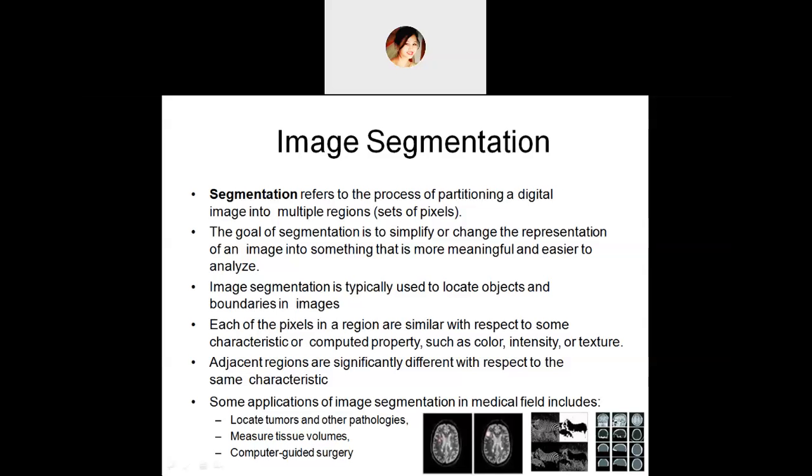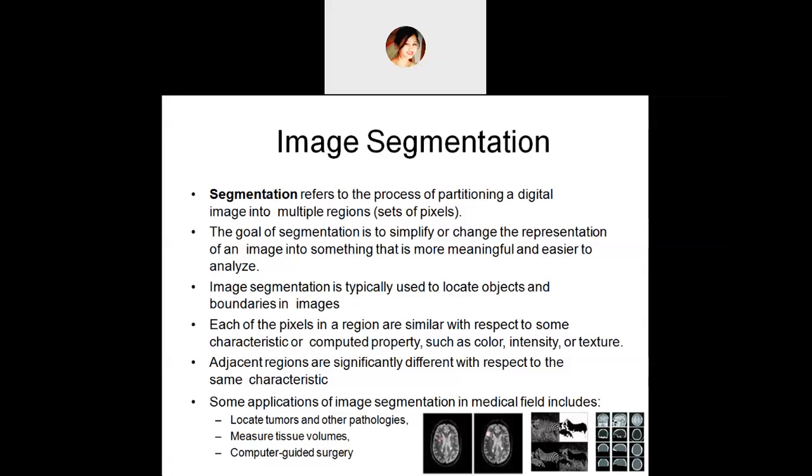Image segmentation is typically used to locate objects and boundaries in images. Why we actually use it is to extract the boundaries, that is, we talk about edge detection of images here. To extract the features of edges from the images, image segmentation is being used. Then each of the pixels in a region are similar with respect to some characteristic or computed property such as color, intensity, or texture. That is the features which I was talking about.